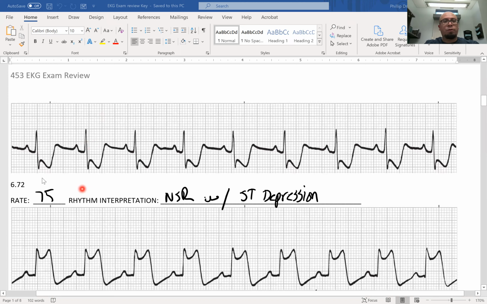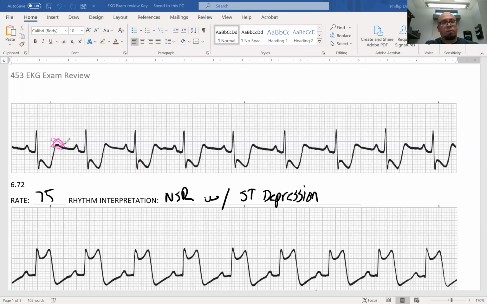Okay, similar rhythm here, regular as well. All of our P waves are there, all of our PR intervals are within range, our QRS intervals are within range. We have no abnormal beats, no dropped beats, okay, no premature, no escape beats. Okay, our rate is 75, so we have normal sinus rhythm with ST segment depression. And here, this is our T wave right here. That would be our T wave.